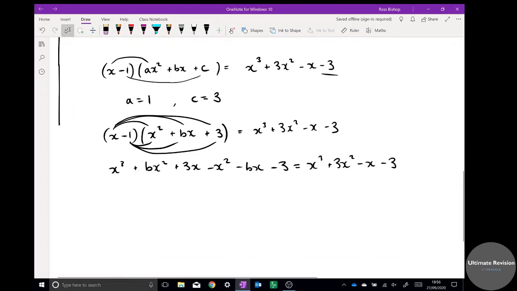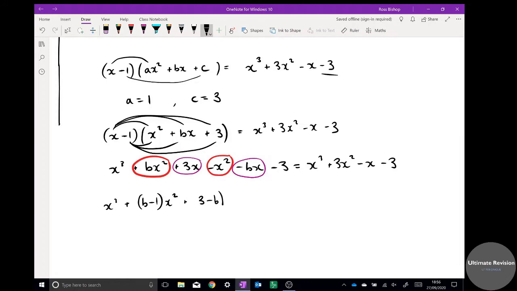Like so. Now what I can do is I can group them together. So I've got the x cubed. I'm going to group the x squareds together. So I'm left with b minus 1 x squared. Just take your time to think how I've got that. I've factored out the x squareds. I then do the same for the x's. So it's going to be plus 3 minus b x's minus 3.